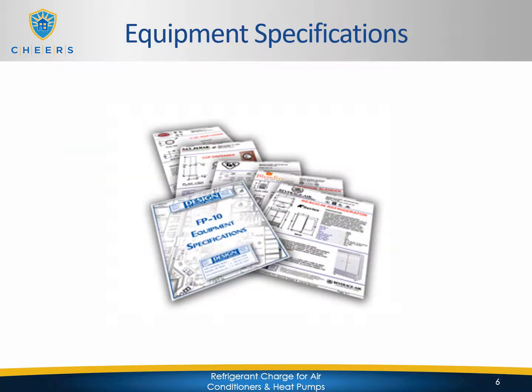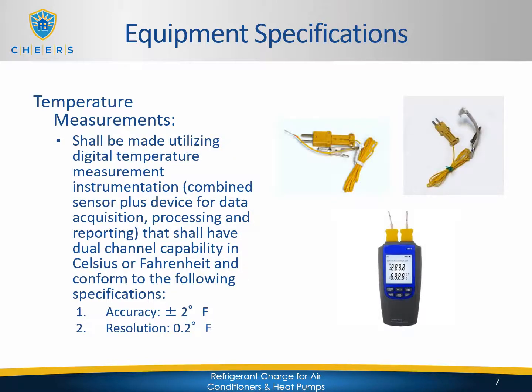So starting with equipment specifications, just like we covered in all the other sections, we're going to be talking about what equipment is required and allowed for these tests. When taking a temperature measurement, it shall be made utilizing digital temperature measurement instrumentation that is a combined sensor plus device for data acquisition, processing, and reporting, that shall have dual channel capability in Celsius or Fahrenheit and conform to the following specifications: an accuracy of plus or minus 2 degrees and a resolution of 0.2 degrees.